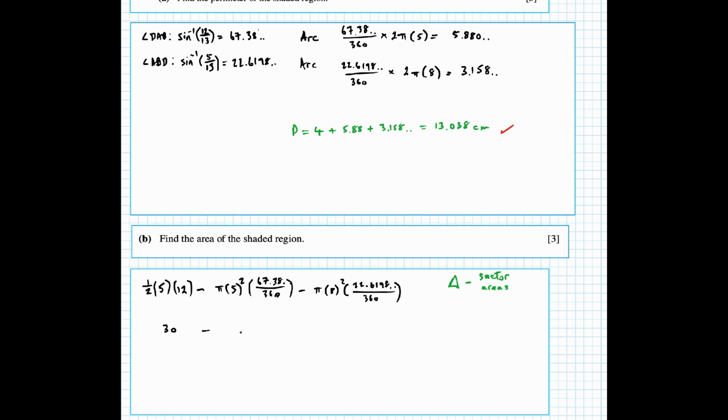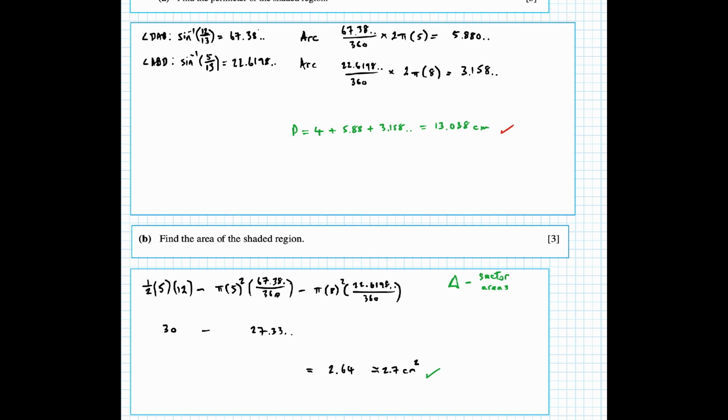And you'll get 30 minus the two of them together is 27.33. So 2.64 centimeters squared, doing area. That's question 10.